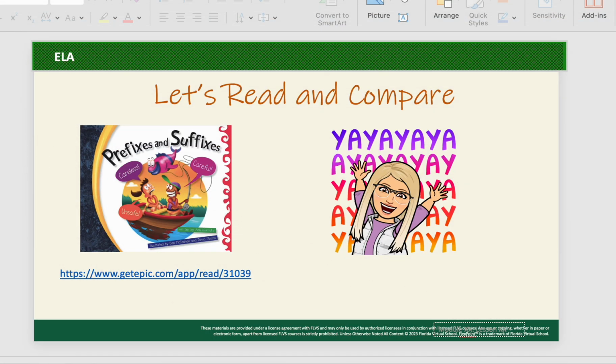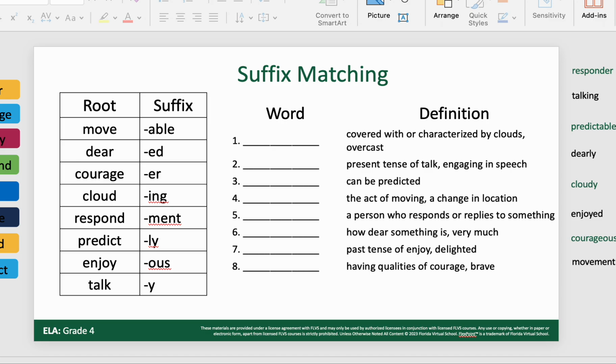We're going to go back over here to our lesson and let's apply some of these concepts. So we know that prefixes come before and suffixes come at the end. So we have move plus able, dear plus ly, enjoy plus ed, courage plus ous, cloud plus y, respond plus er, predict plus able, talk plus ing.